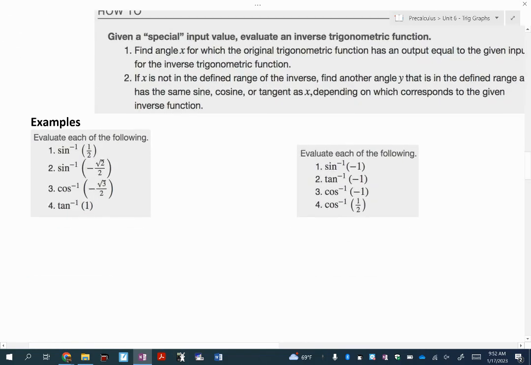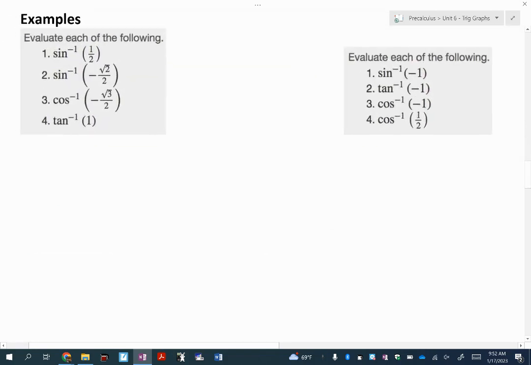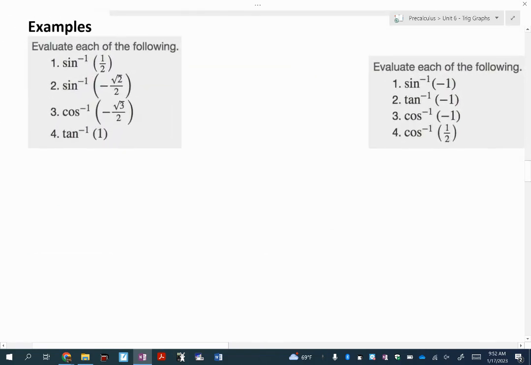Now, for these next ones, these are the ones that I need you to be ready to do, and you'll have the Edpuzzle questions coming on this. Also, the IXL link with this lesson is going to help you practice. And this is the stuff I need you to be ready to do before we get into solving trig equations.